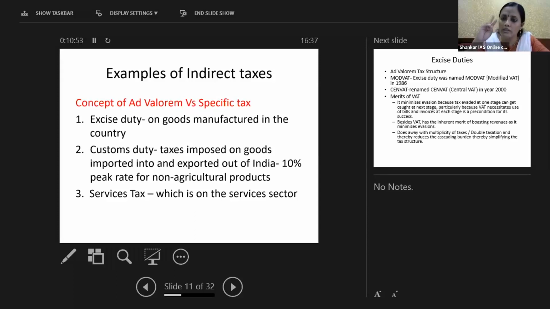We have given you the examples of the direct taxes. We have also discussed the basic types of the indirect taxes. Now we are going to combine all the basic types of indirect taxes into one tax, which is called the GST, which we are going to do in tomorrow's class.